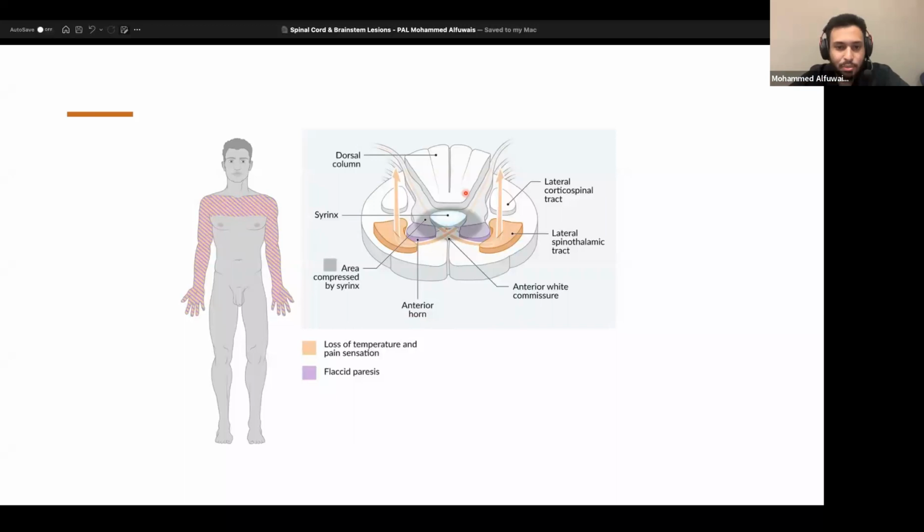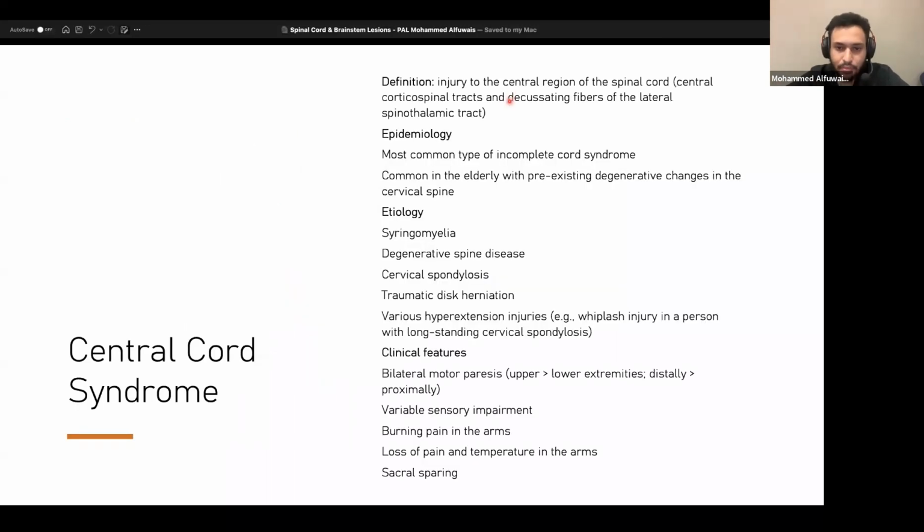Another way you can remember it is that syringomyelia is going to happen more upwards, in the neck, so it'll affect the upper part of the body, not the lower. Just going over this, it's an injury to the central part, and again, just etiology. Syringomyelia is one of them, a very important one, and traumatic disc herniation or hyperextension injury, such as a whiplash injury. A whiplash injury is seen more in, for example, an elderly patient with a weak vertebral disc or weak bones. You might have a compression, and anything in the center would be affected. So you'll have central cord syndrome.